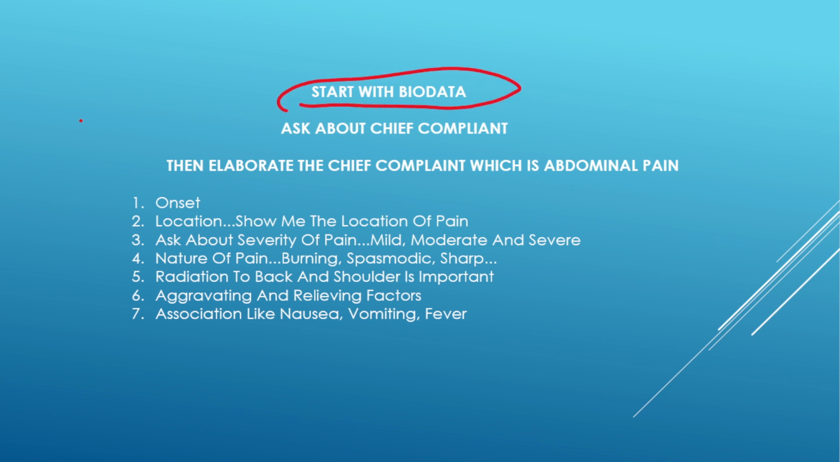Now the next thing is to ask about the chief complaint. So the chief complaint here is the abdominal pain. So in abdominal pain, we have to ask about the onset, whether the onset was acute or progressive slow onset. Then next step is ask the patient to show you the location where is the pain, whether it is generalized throughout the abdomen or any particular area of the abdomen. So location is very important.